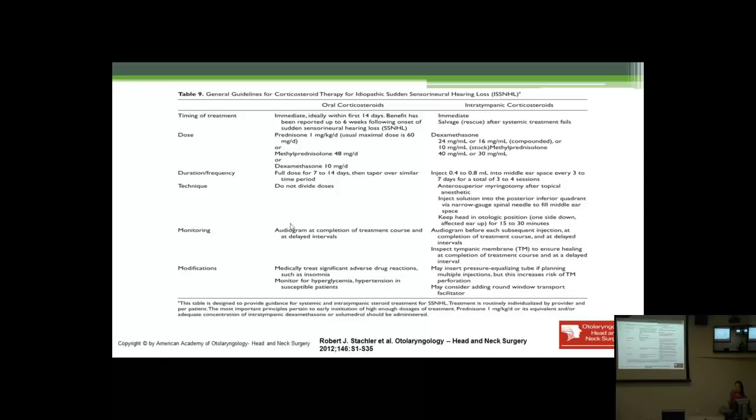Gentamicin, the steroid injection, would be an option if the patient cannot take oral steroids due to underlying health problems, due to complications or whatnot.